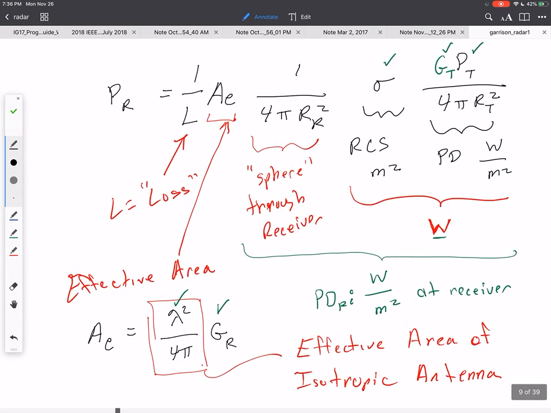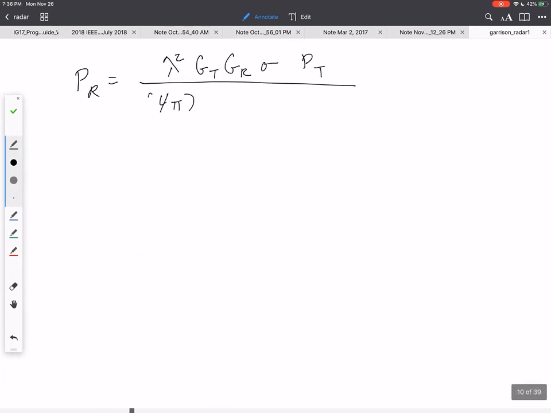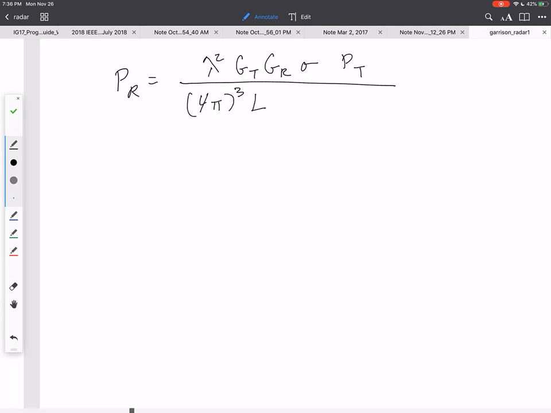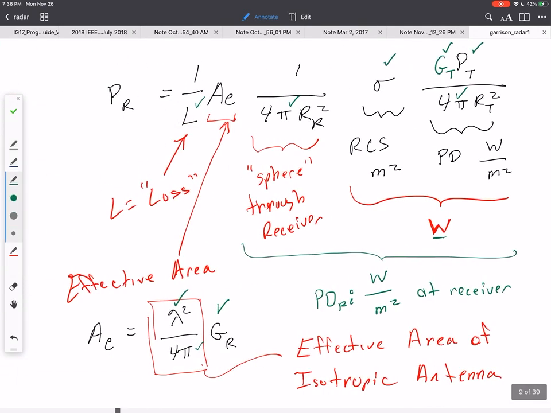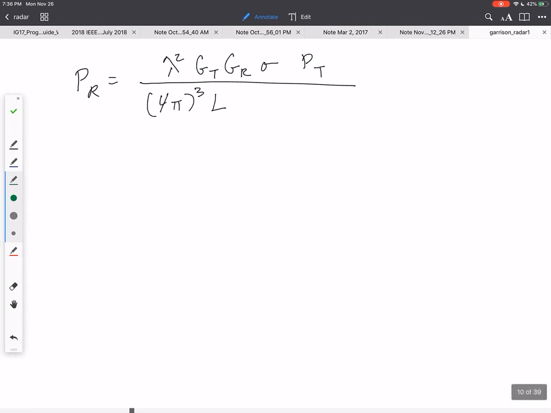Okay, denominator, I have my loss, 4 pi times 4 pi times 4 pi. So I have 4 pi cubed times my loss. Range to the receiver squared, range to the transmitter squared. Okay, let me double check, see if I got everything. Okay, I think that's everything.